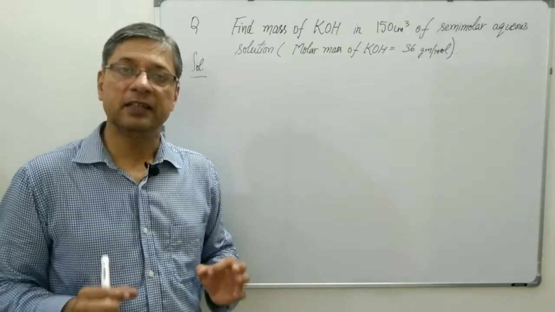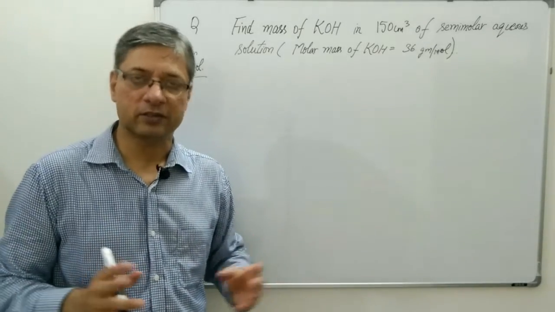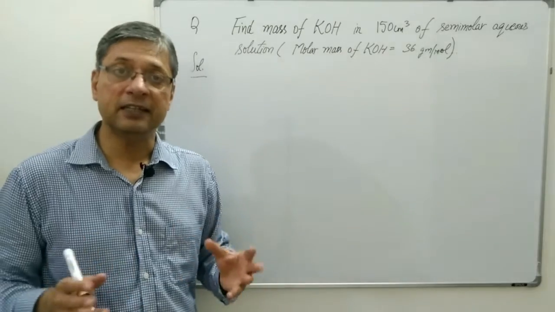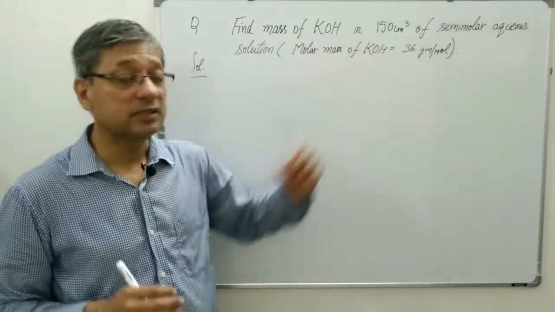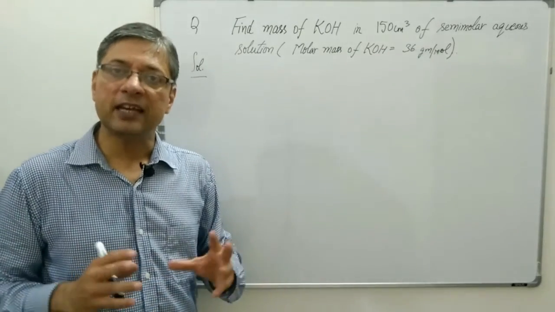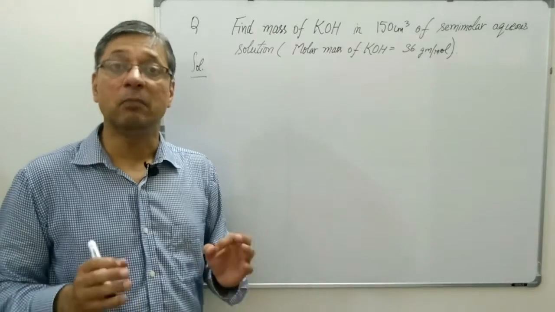If the molarity is 1, it is called a molar solution. If molarity is 1 by 2, it is called semi-molar. And if molarity is 2, it is called bimolar.